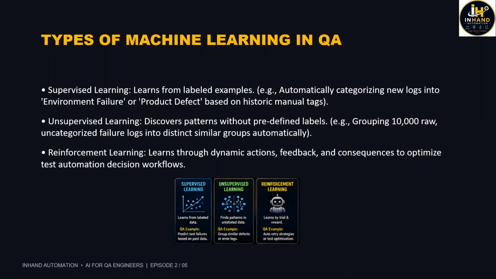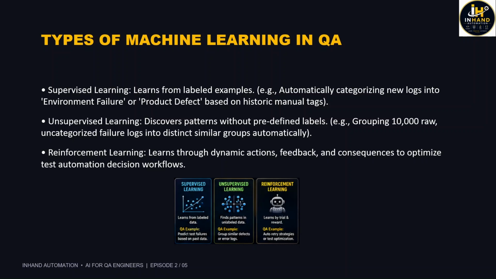For our QA journey, you don't need to go deeply into the mathematics. Just remember the higher-level difference between these three types of learning. Supervised learning learns from labeled examples. Unsupervised learning learns from unlabeled examples, without predefined labels. Reinforcement learning learns through actions or feedback.